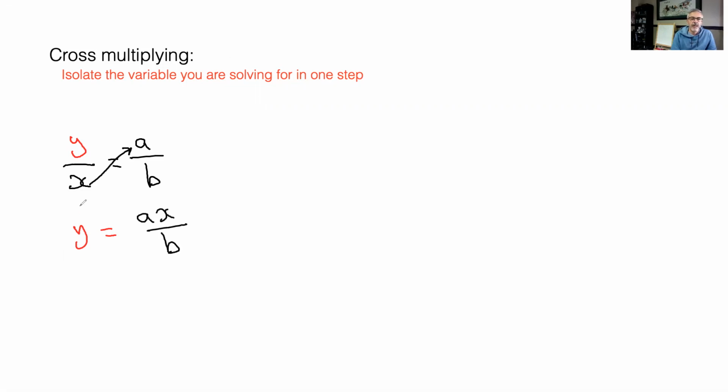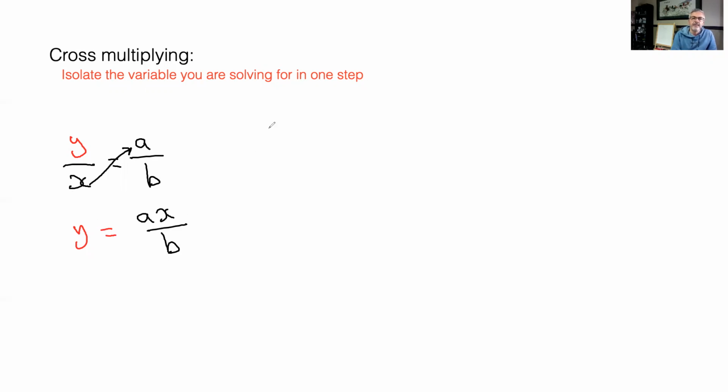When you cross multiply, all you need to do is cross what you don't need to isolate the variable. We don't want the x to be here, and anything that crosses the equal sign, if it's on the bottom of a fraction, goes to the top of the fraction when it crosses. If it's on top, it goes to the bottom.